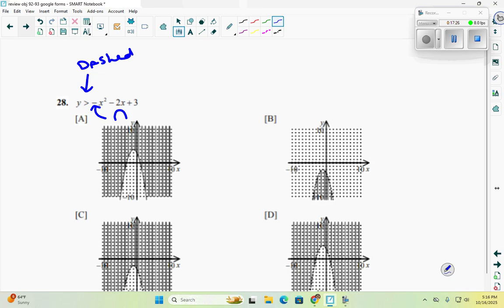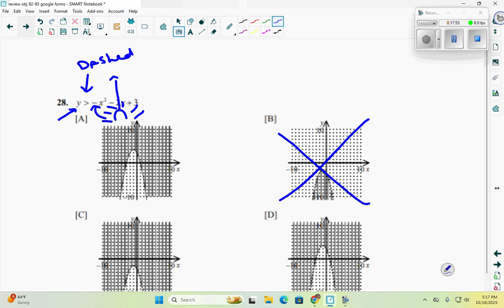And then when we're looking at this, the y's are bigger, okay? So if the y's are bigger and our parabola is upside down, then we're looking for shading that's going to be on the outside because my y's get bigger as they go this way. So the shading would be on the outside. So I can already eliminate it's not going to be this one, okay? So now we just need to make sure we have it graphed right, okay?